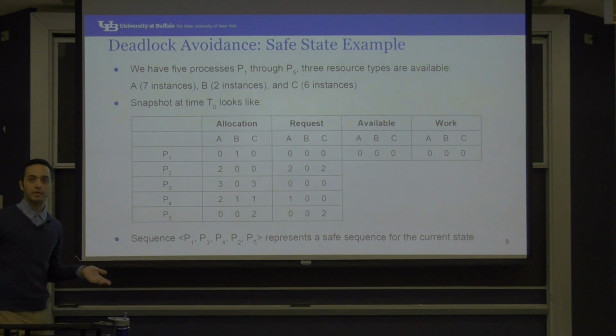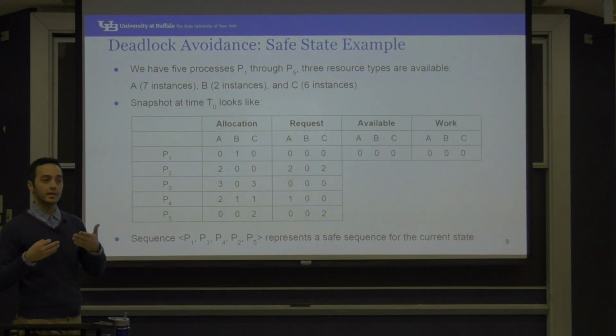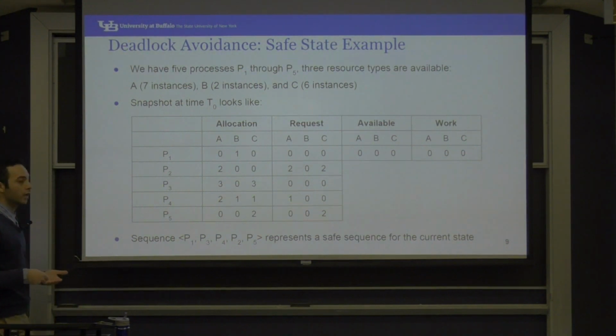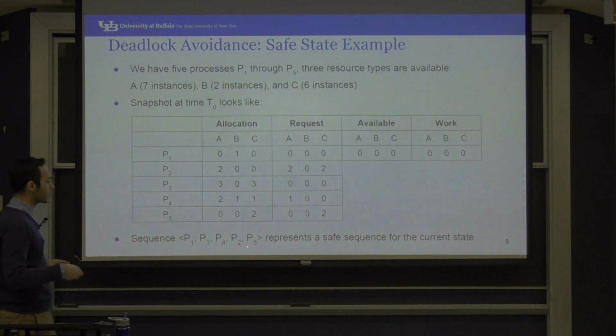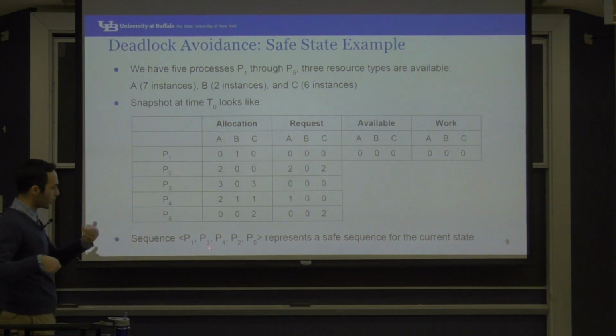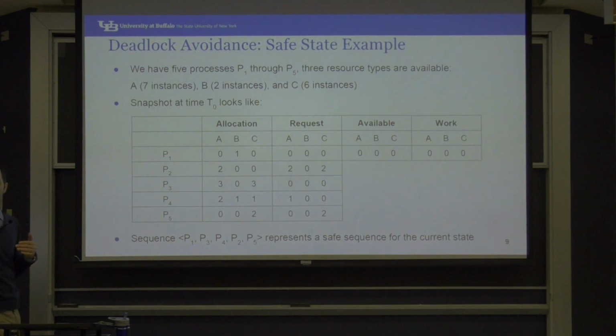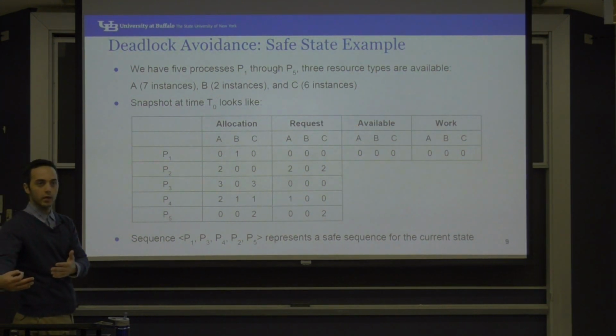Are we in a safe state? Yes. How? By showing a safe sequence. The safe sequence doesn't have to be unique. There should exist at least one safe sequence. So this sequence is safe because if you look at the order, P1, 3, 4, 2, 5, can be allocated their requests, safely finish, then release their allocated resources.